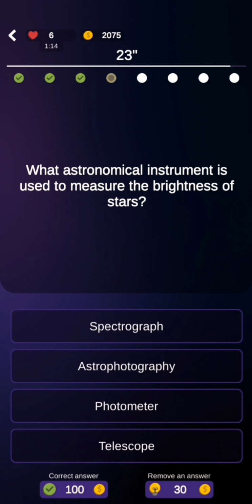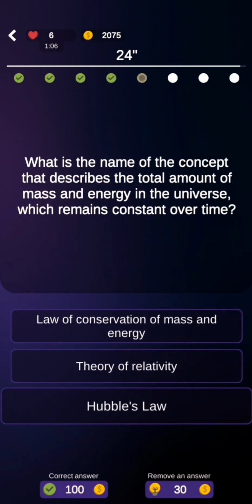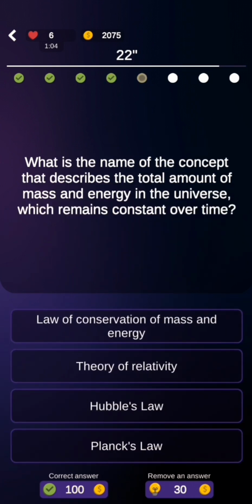What astronomical instrument is used to measure the brightness of stars? Ooh. Photometer? Measures photons or something like that? I don't know. What is the name of the concept that describes the total amount of mass and energy in the universe which remains constant over time? The law of conservation of mass and energy.